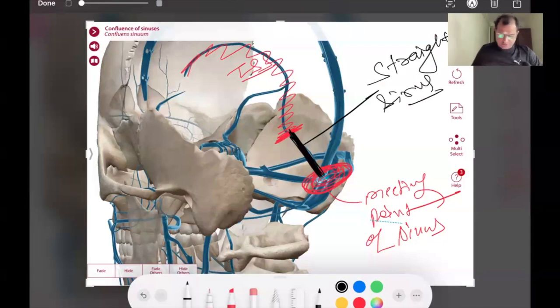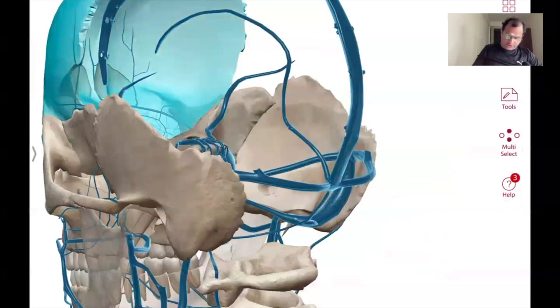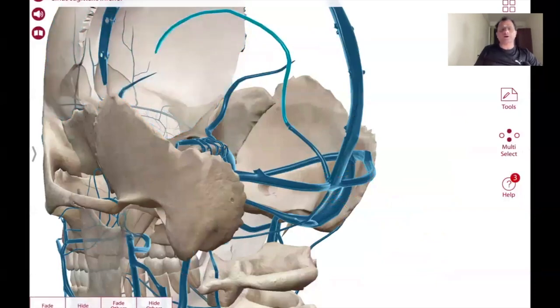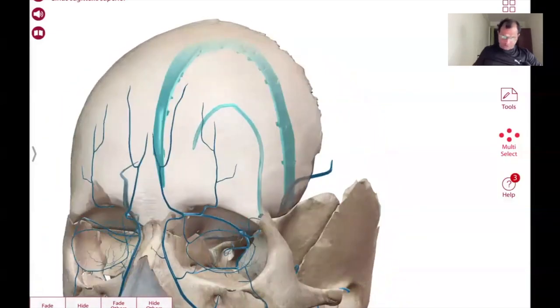So we can tell inferior sagittal sinus, then straight sinus, then the confluence of sinus. Okay. One more thing I will add here. So inferior sagittal sinus bringing blood from the inferior part of the brain. In between the superior sagittal sinus and the inferior sagittal sinus, in between these two structures, there is a very important part of the brain.